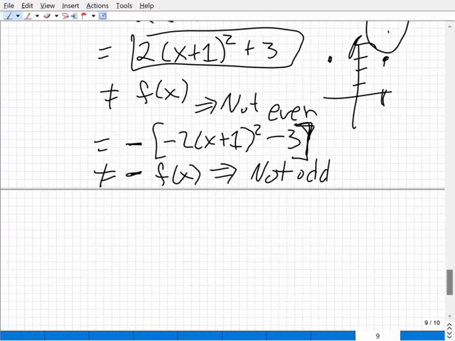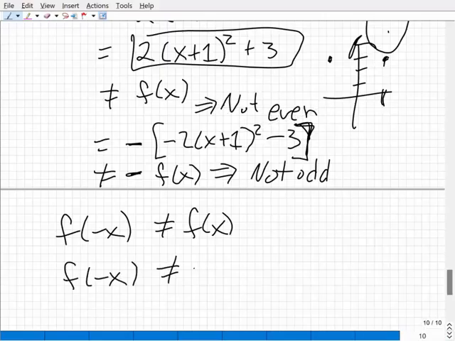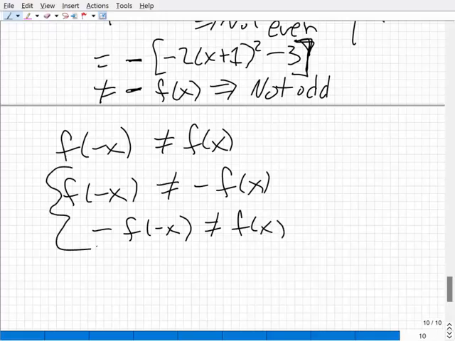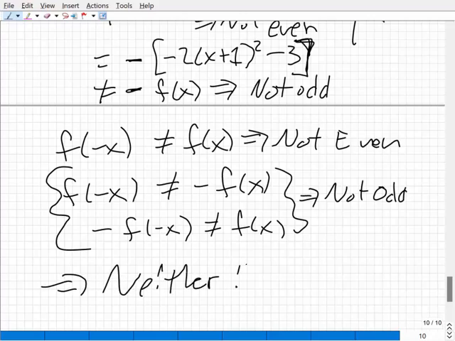So this guy is not this, so not even. And this guy is not this, so it's not odd. And this is the same thing as saying multiplying both sides by a minus. These are both saying the same thing, not odd. Not even. Therefore, it's neither.